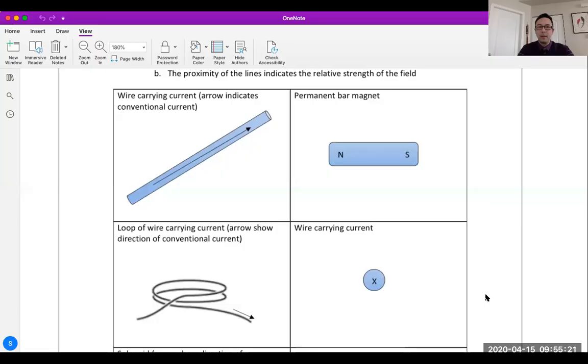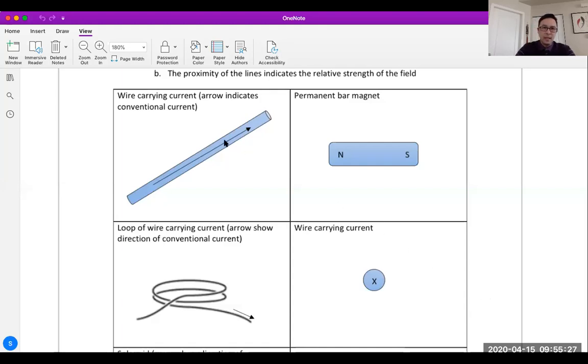And question number 1 of the class starter is all about magnetic fields, both magnetic fields produced by permanent magnets and magnetic fields produced by wires carrying current. So let's look at the assignment. Here it is. And the first one is about a wire carrying current.